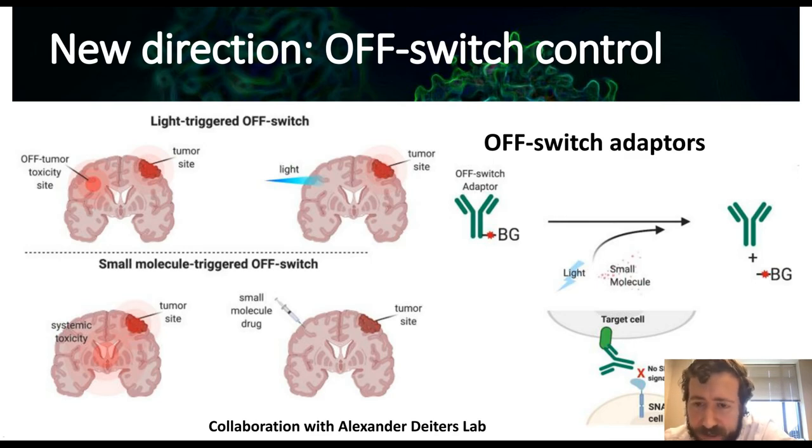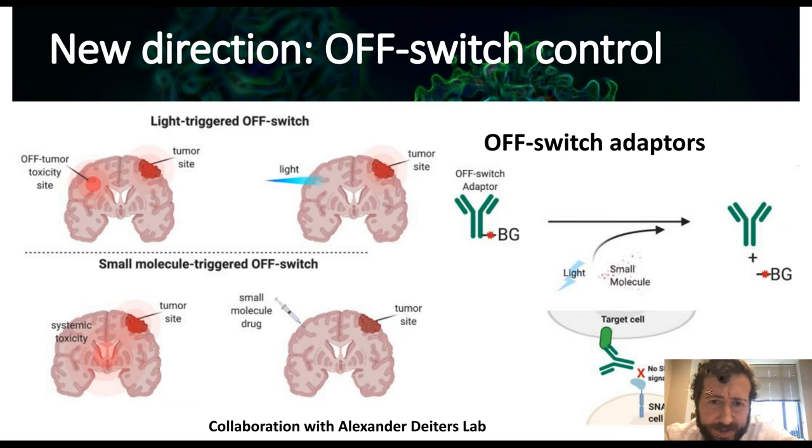When the adapter is present and it has no stimulus attached, it will act like any other adapter and activate SNAP-CAR T cell activity. But when light or the small molecule are applied, it will cleave that benzylguanine off and won't lead to any signaling by the therapeutic T cells.